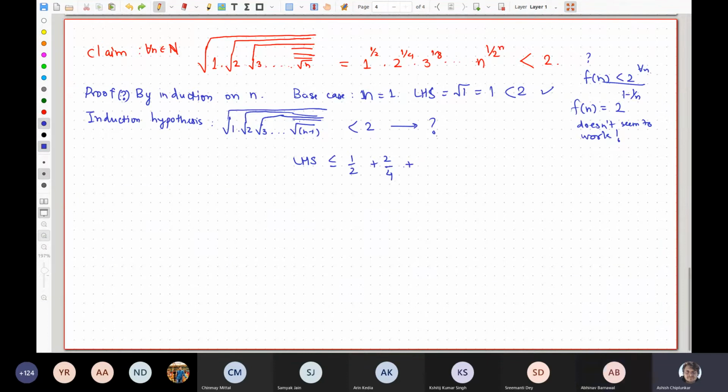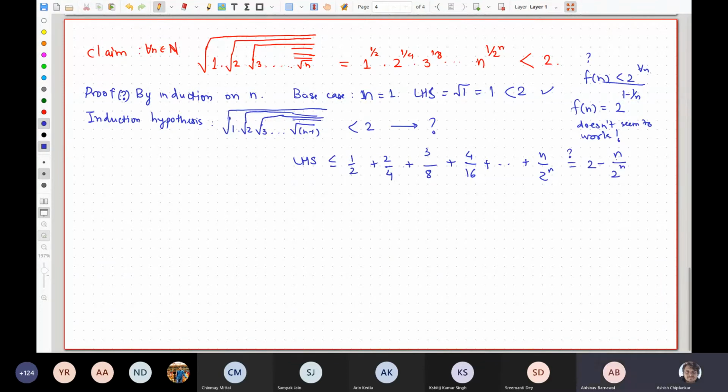Acha. So let's see. 3 by 8 plus 4 by 16 and so on, till n by 2 to the power n. True. And then what is this sum as n goes to infinity? If we calculate the sum, it is equal to 2 minus n by 2 to the power n. Okay, so the claim is this is 2 minus n by 2 to the power n.